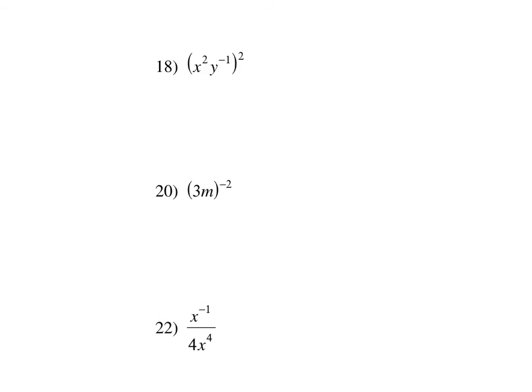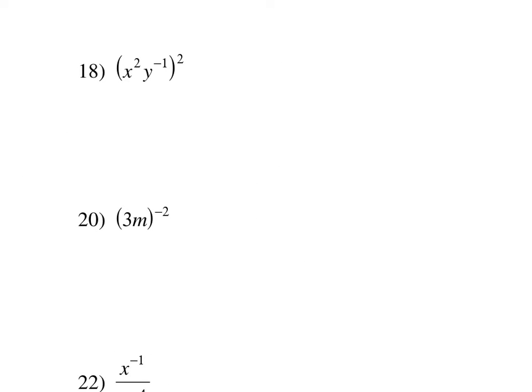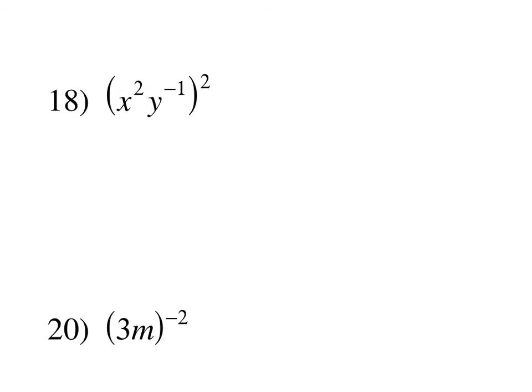Okay, let's look at a problem like number 18. Okay, number 18 is a quotient, or sorry, a power of a power rule. How many times do I want this base to show up? Twice. Okay, well, let's let that happen. We've got x, y to the negative 1. Ooh, yucky. Times x, y to the negative 1.